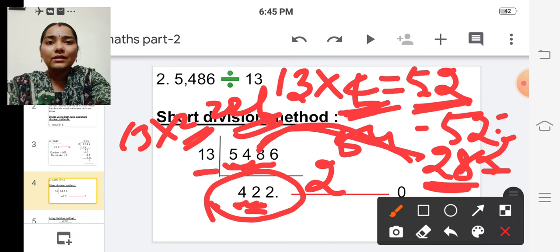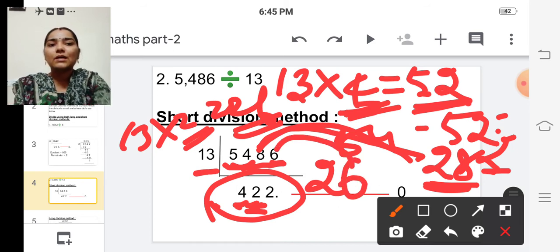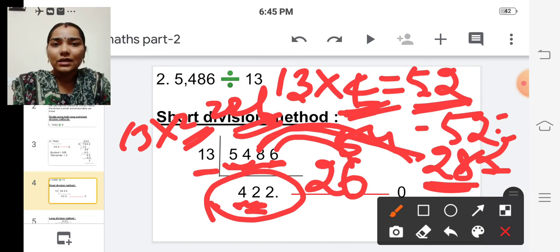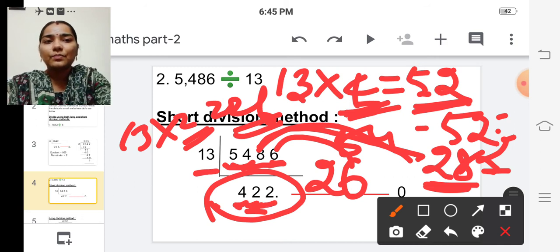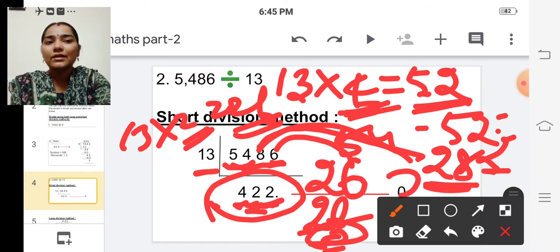And we have to bring the next digit of the dividend, isn't it? So the next digit is 6. So we have to bring this 6 here. So the number becomes 26. Again 13 2s are 26. So we put this 2 here, and subtract 26 from 26. So the remainder is 0. Is it clear?